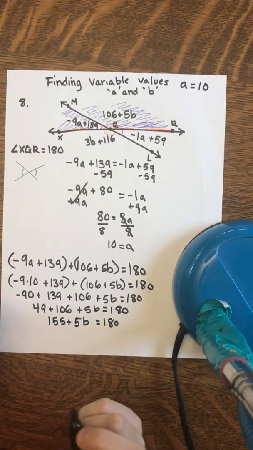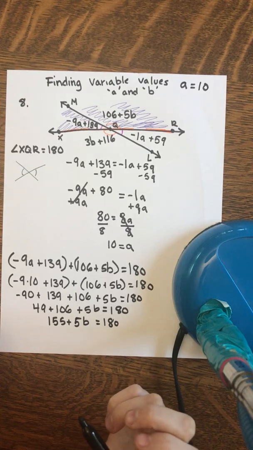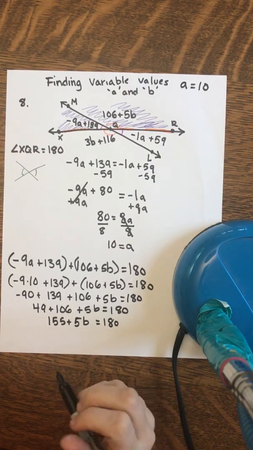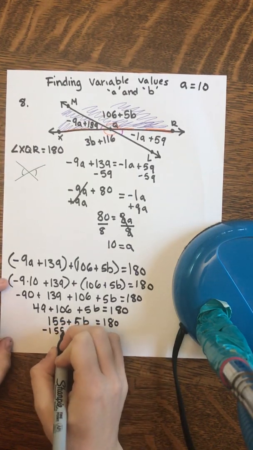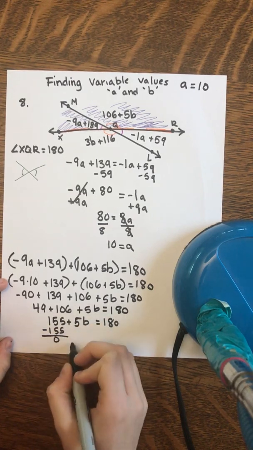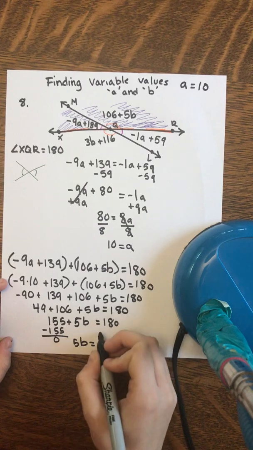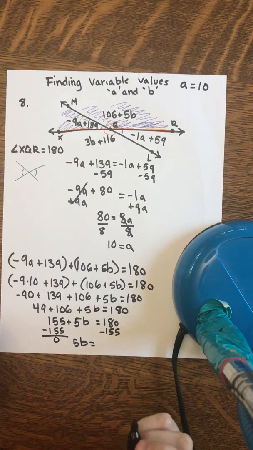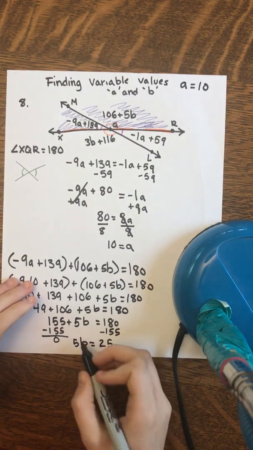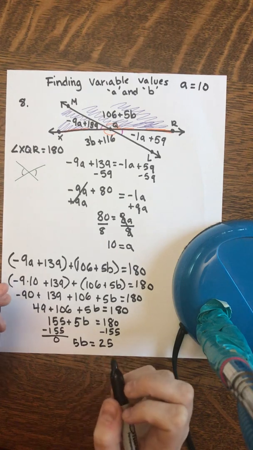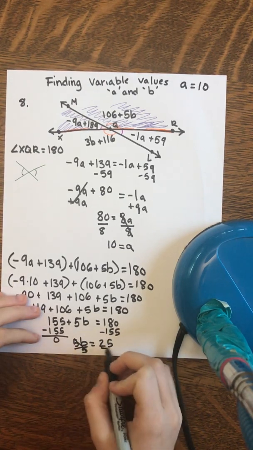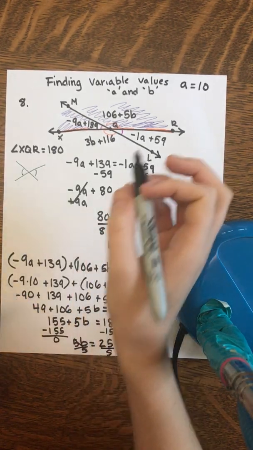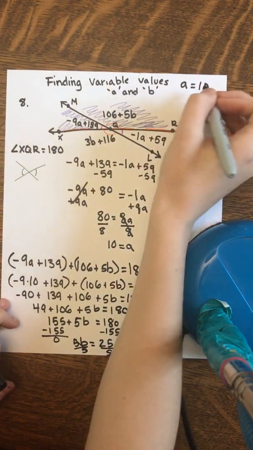Now, this is just a one-step equation. What's the opposite? Well, actually, it's a two-step equation. My bad. First, we deal with the whole number. The opposite of adding 155 is subtracting 155. If I do it to one side, I have to do it to the other. And I get 180 minus 155 equals 5b. 180 minus 155 is 25. Last step, I'm going to divide by 5, because that's the opposite of multiplying by 5. Divide by 5, divide by 5, and I get b equal to 5. And so now I found my variables: a equals 10 and b equals 5.